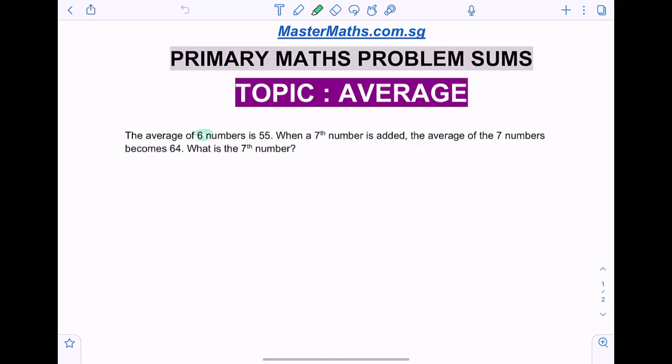The average of 6 numbers is 55. When a 7th number is added, the average of the 7 numbers becomes 64. What is the 7th number?